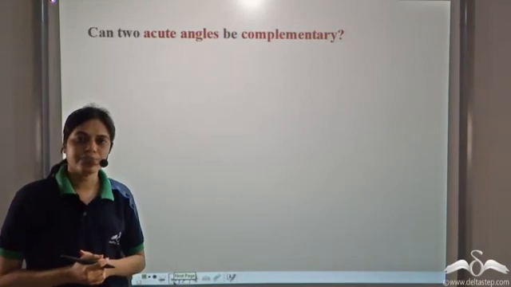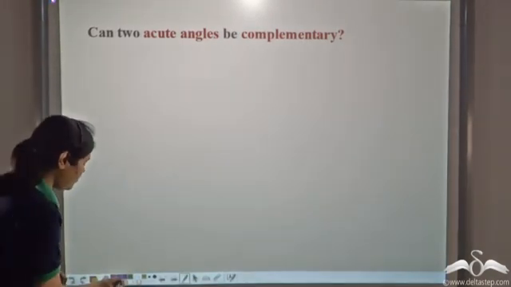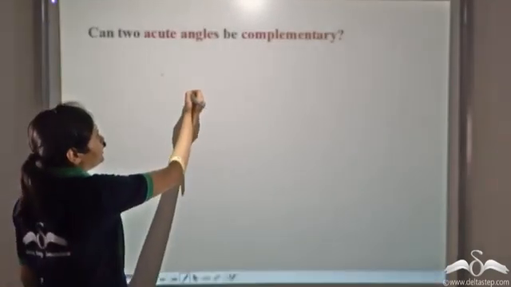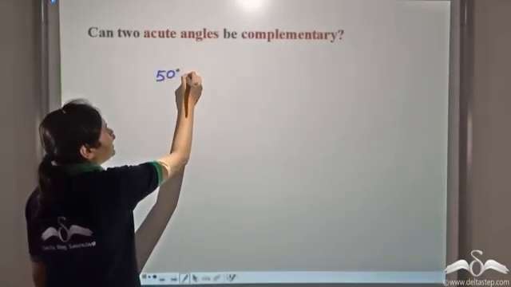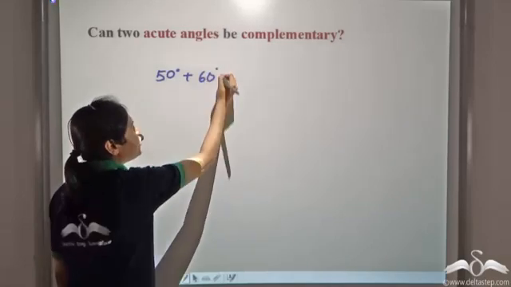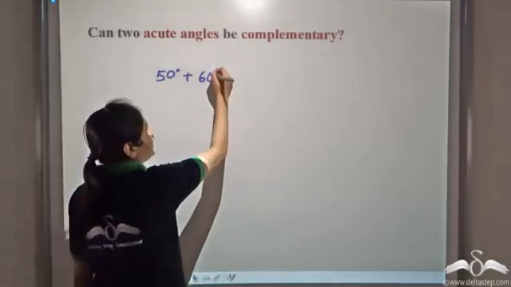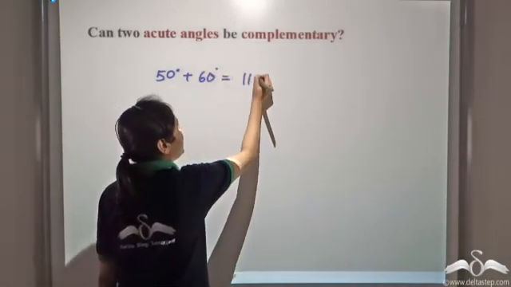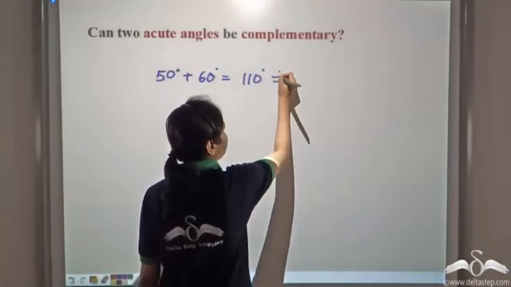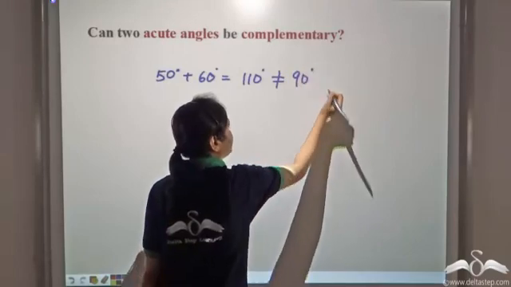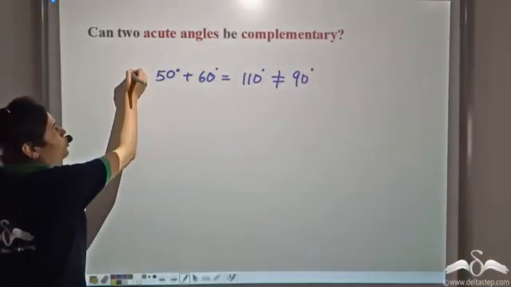Now, can two acute angles be complementary? Let's check. We take two acute angles, say 50 and 60. These are two acute angles. Their sum is equal to 110 degrees, which is not equal to 90 degrees. So these are not complementary.